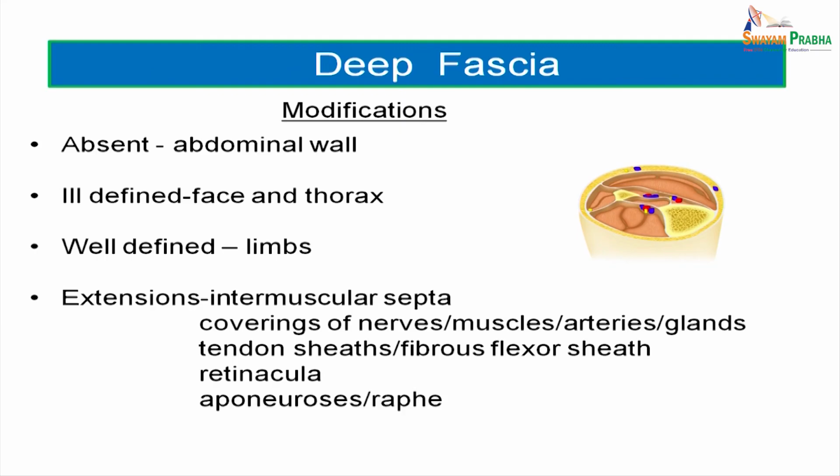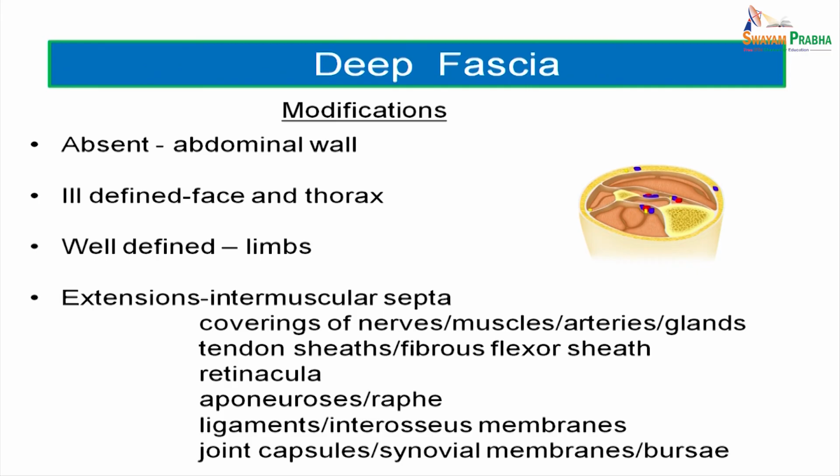We also have aponeurosis and raphe, which are modifications of deep fascia. The other modifications include ligaments. These are structures which connect two bones. We have interosseous membranes, that is, between the bones like the radius and the ulna in the upper limb, the tibia and fibula in the lower limb. The other modifications include the joint capsules, the synovial membrane, as well as bursae, which are present in order to reduce friction. So, all these in total are nothing but modifications of deep fascia.